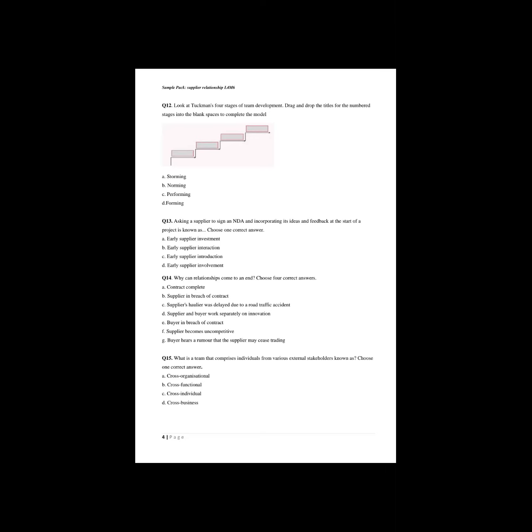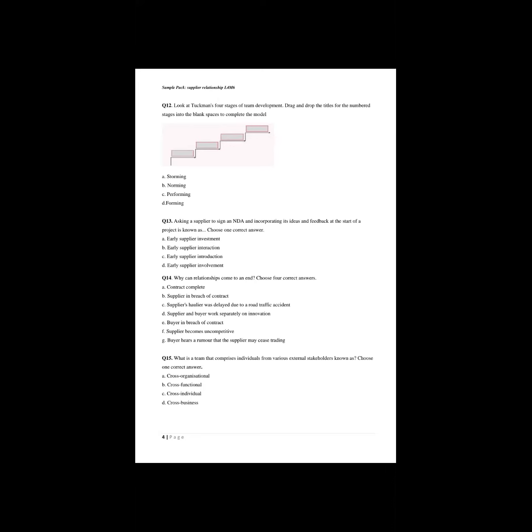A, contract complete. B, supplier in breach of contract. C, supplier's haulier was delayed due to a road traffic accident. D, supplier and buyer work separately on innovation. E, buyer in breach of contract. F, supplier becomes uncompetitive. G, supplier hears a rumor that the supplier may cease trading.